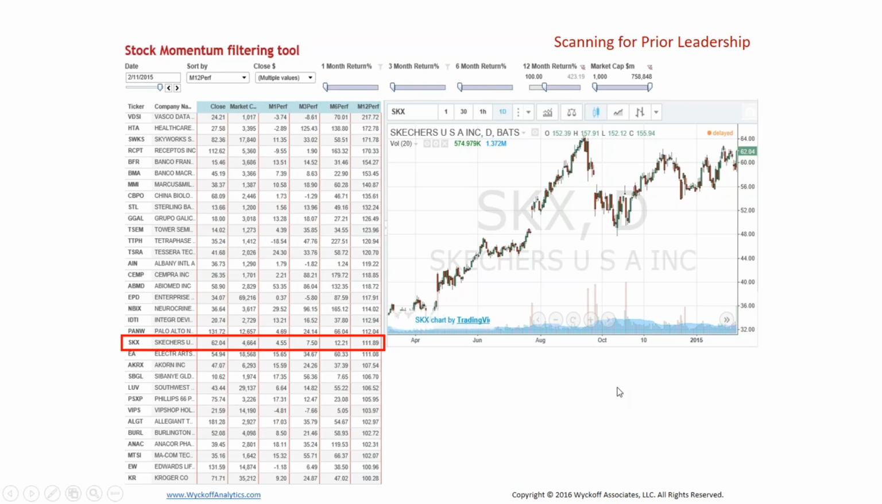A question here: where can I find this momentum filtering tool? Again, this is something that was created proprietarily, but I would never show you something that I cannot give to you. So you can use the stock chart scanning capabilities and define these parameters as well. This is probably the most simplistic scan that you can do: outperformance in the last 12 months by a specific percentage. So you can definitely recreate this in the stock charts.